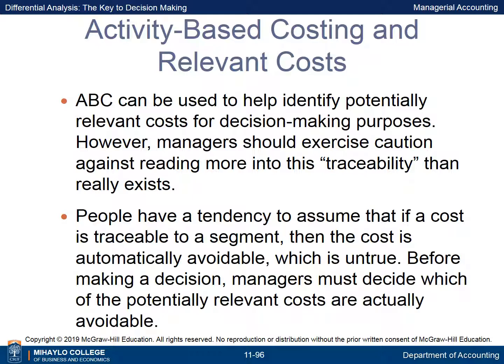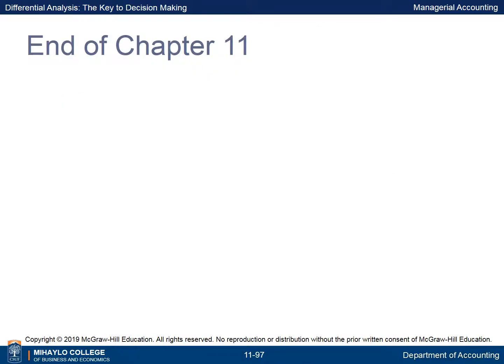ABC can be used to help identify potentially relevant costs for decision-making purposes. However, managers should exercise caution against reading more into this traceability than really exists. People have a tendency to assume that if a cost is traceable to a segment, then the cost is automatically avoidable, which is untrue. Before making a decision, managers must decide which of the potentially relevant costs are actually avoidable. End of Chapter 11.